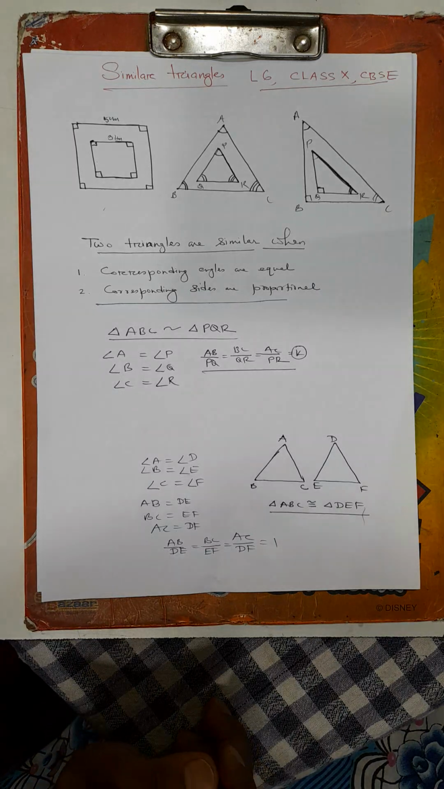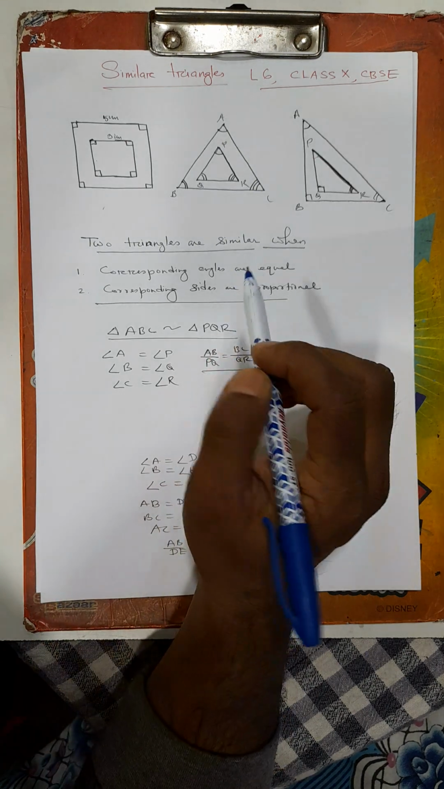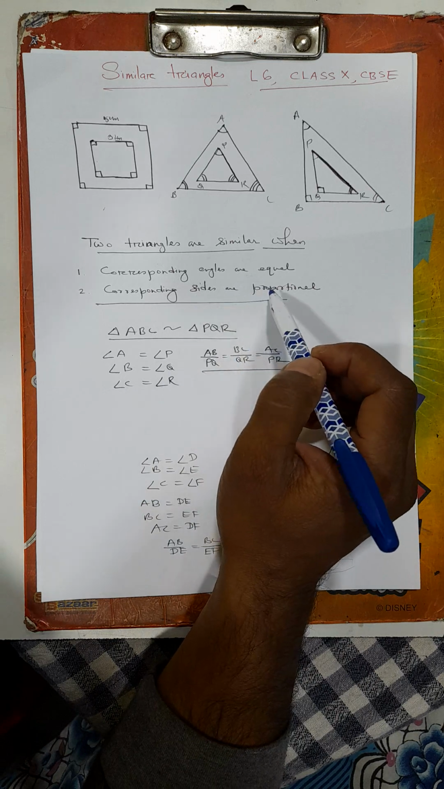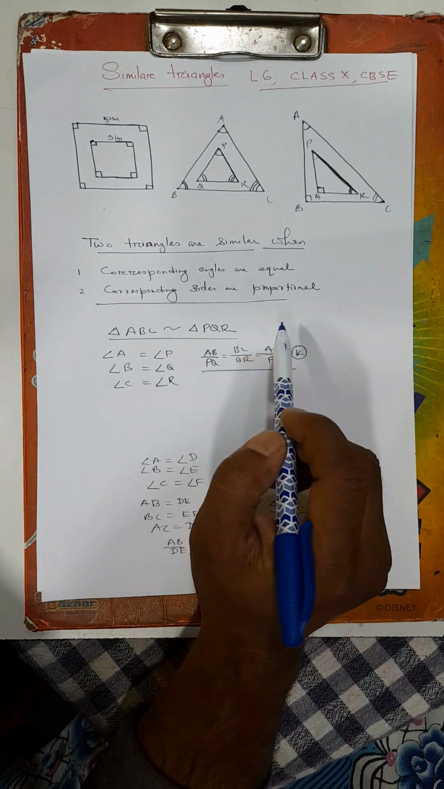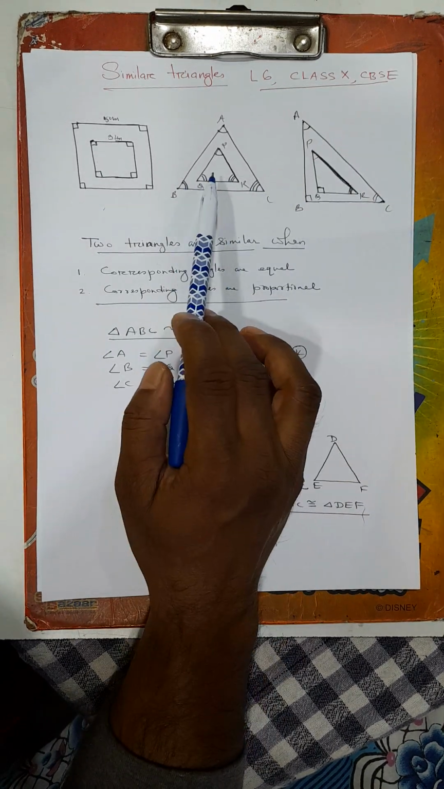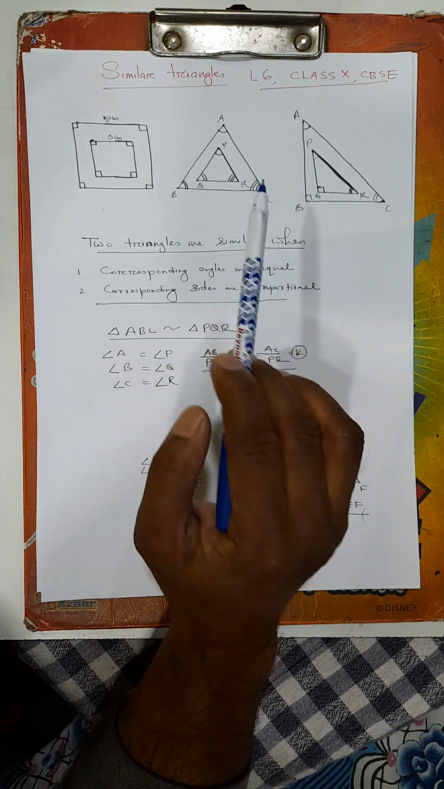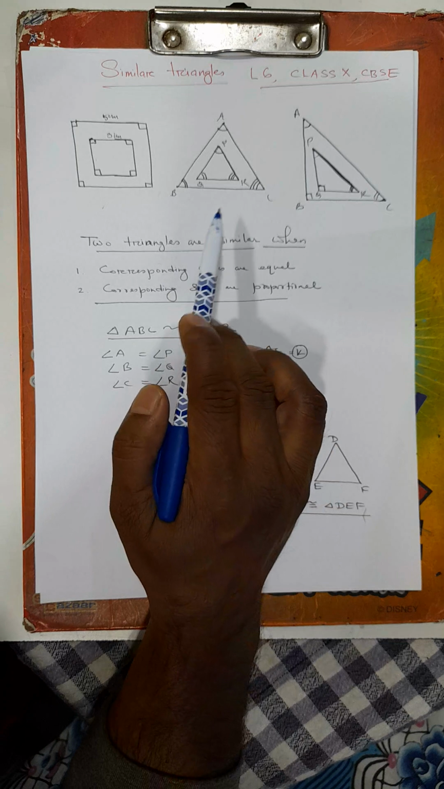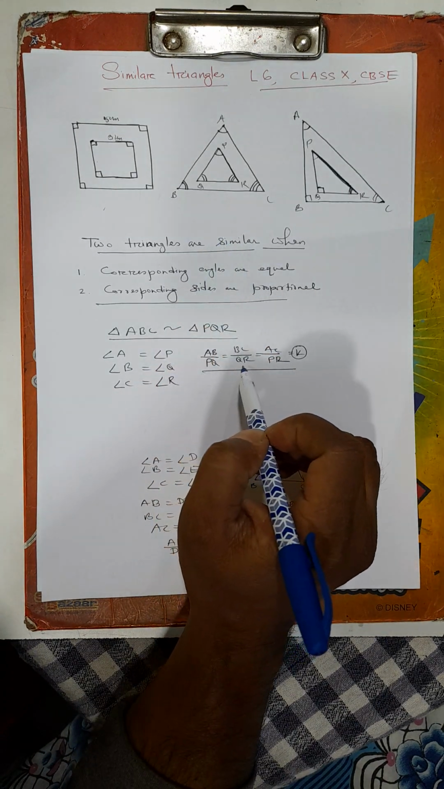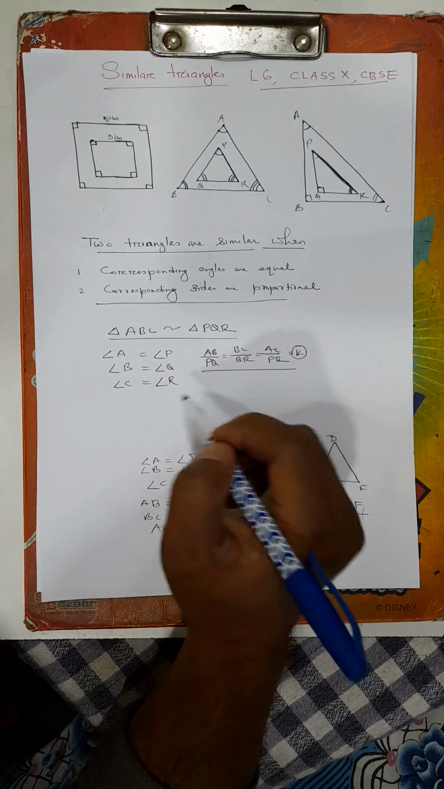Welcome to viewers. We are discussing similar triangles, lesson 6 of class 10 CBSE curriculum. Two triangles are said to be similar when corresponding angles are equal and corresponding sides are proportional. Now you see in figures, in both figures, these two triangles ABC and PQR, here also ABC and PQR, they are similar triangles and their corresponding sides are proportional. They are not equal but proportional. AB by PQ, BC by QR, AC by PR equal to K constant.